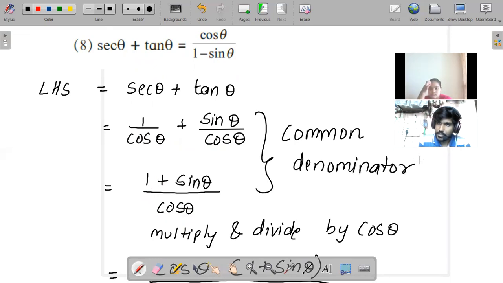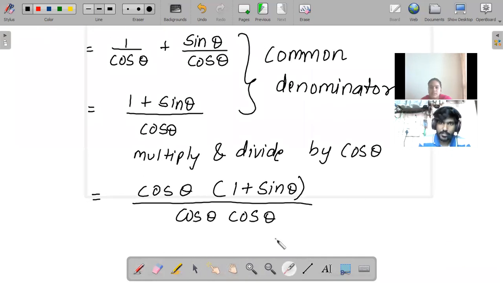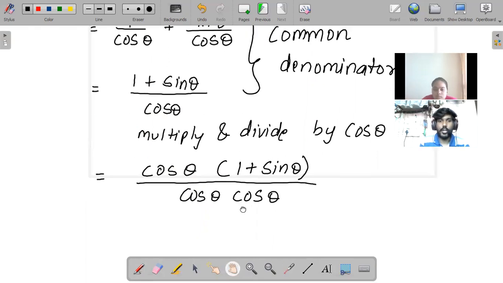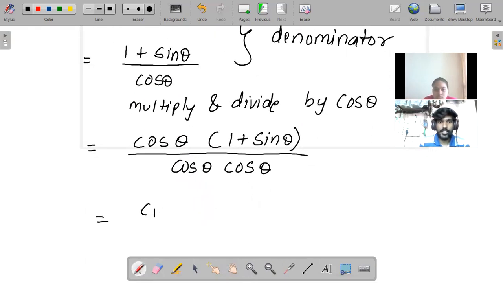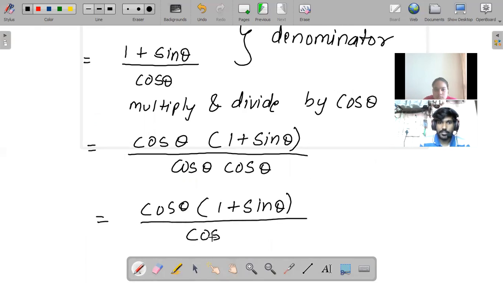Now is this clear? Yes. Okay. And after that you multiplied and divided both by cos theta in the numerator. So cos theta here, cos theta here. Clear? Now look at the denominator. Numerator is cos theta as it is, 1 plus sine theta. Denominator is cos theta into cos theta, that is cos square theta. Clear?